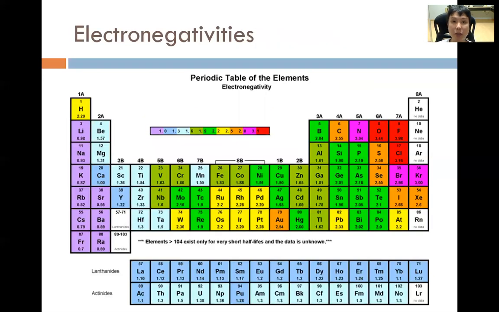Okay, so this is a table showing the electronegativity. Since electronegativity is defined as the tendency to attract a shared pair of electrons, the higher the number, the higher the tendency for that atom to attract a shared pair of electrons.